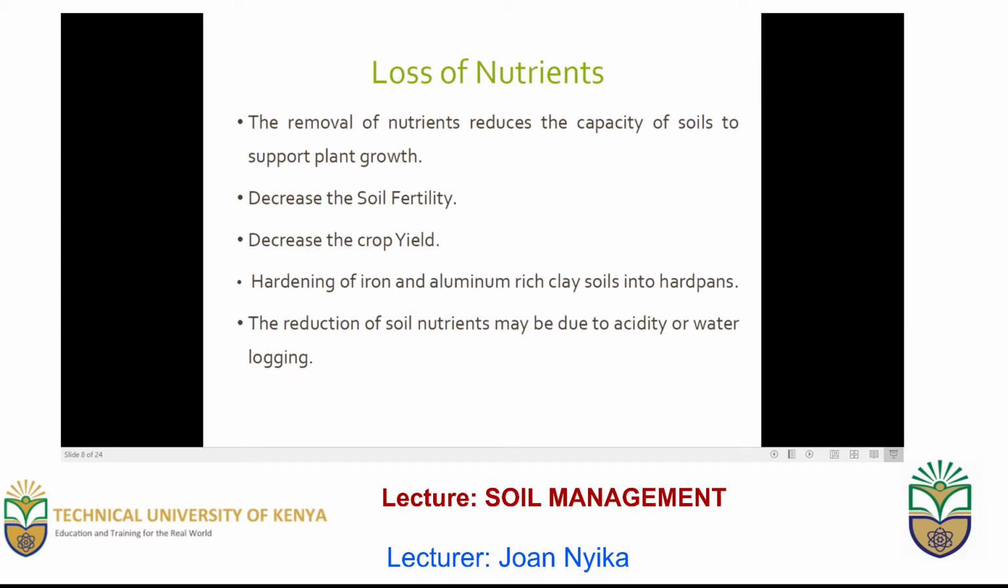The loss of nutrients, for instance, is the removal of nutrients, and it reduces the capacity of soils to support plants since there is decreased soil fertility, and the result is a decreased crop yield. The hardening of iron and aluminum rich clays into hard pans also results in loss of nutrients. This is because the normal soil formation processes of leaching, eluviation, and illuviation do not occur since the soil is not aerated in the presence of hard pans.